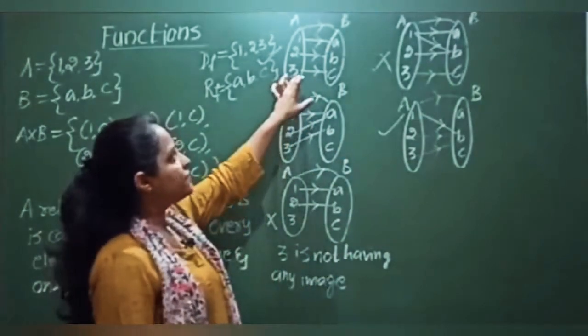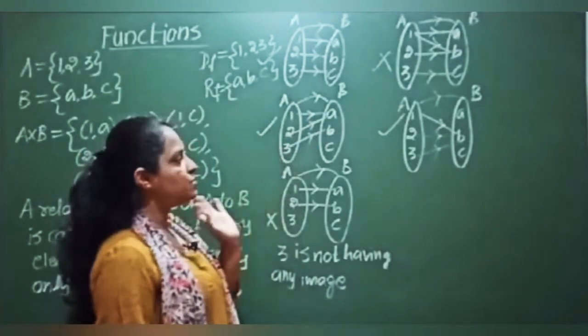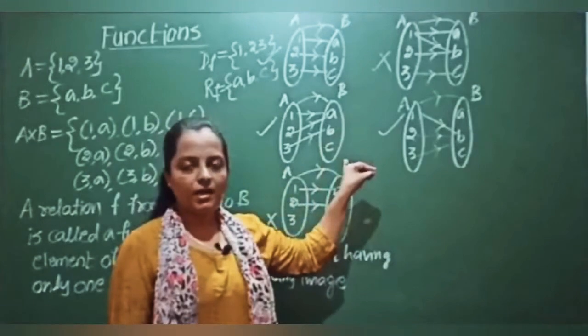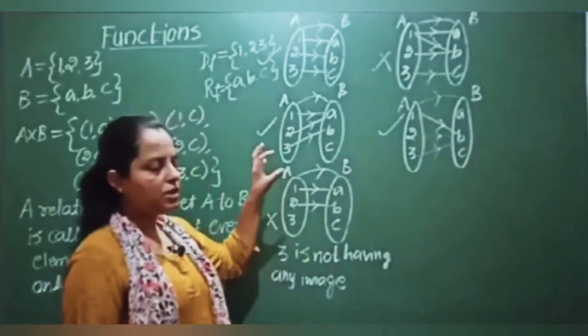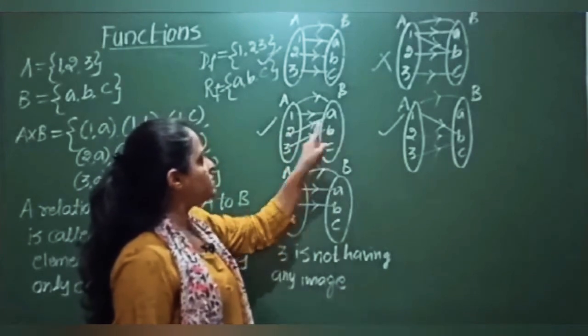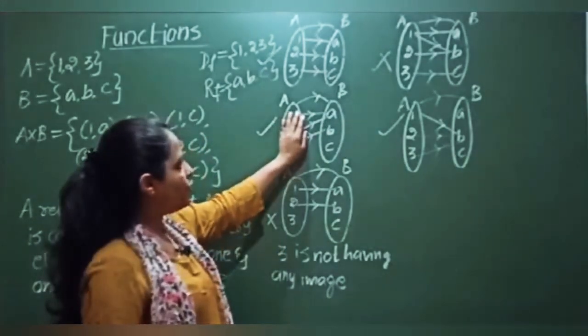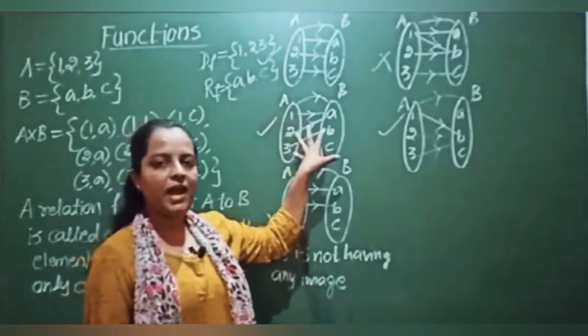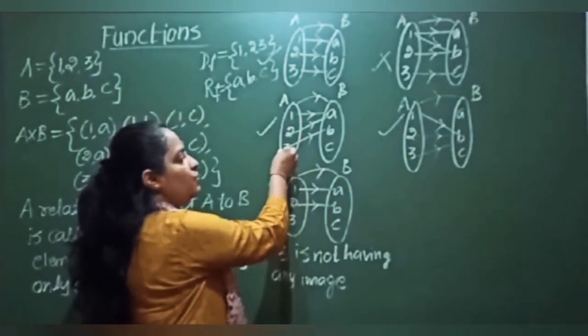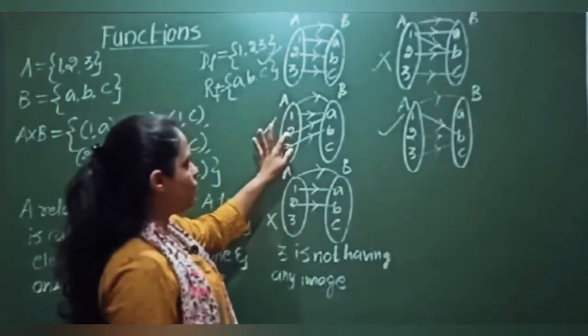And now this is a function, fine. And this is also a function because each and every element of the set A is having only one image in the set B. And now think, what is the domain here? Wherever the arrow starts, that is the domain, the set of all the elements from which our arrows start. So the domain of this function is also 1, 2, 3.